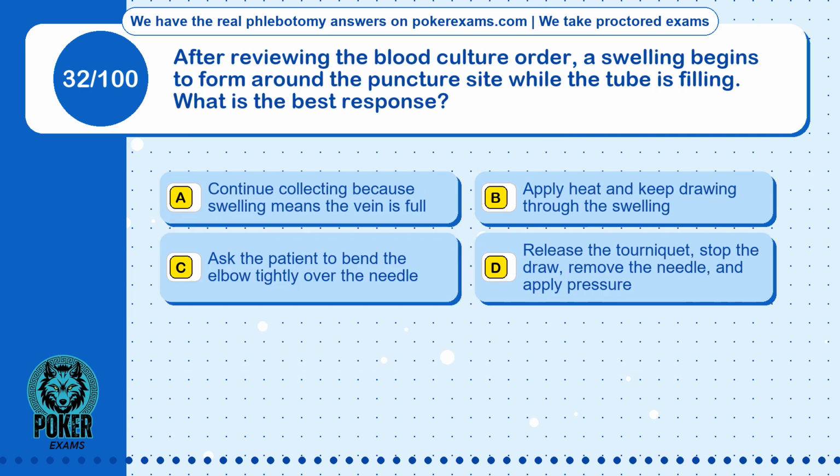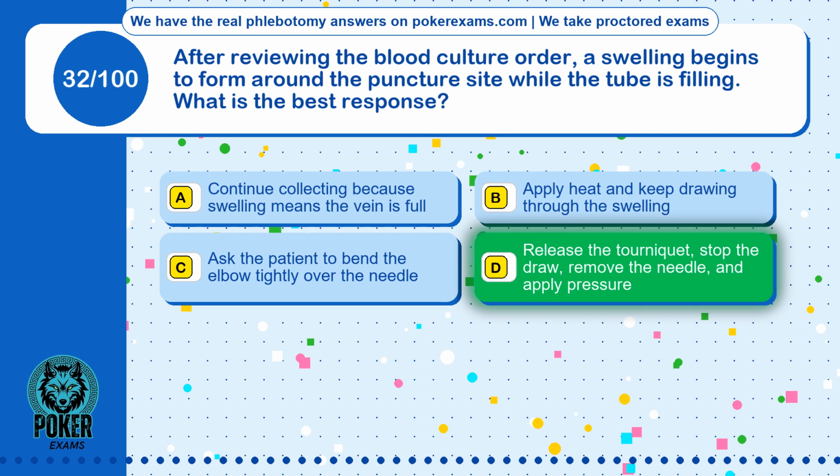Question 32. After reviewing the blood culture order, swelling begins to form around the puncture site while the tube is filling. What is the best response? Option A. Continue collecting because swelling means the vein is full. Option B. Apply heat and keep drawing through the swelling. Option C. Ask the patient to bend the elbow tightly over the needle. Option D. Release the tourniquet, stop the draw, remove the needle, and apply pressure.